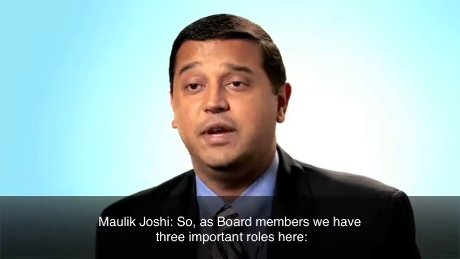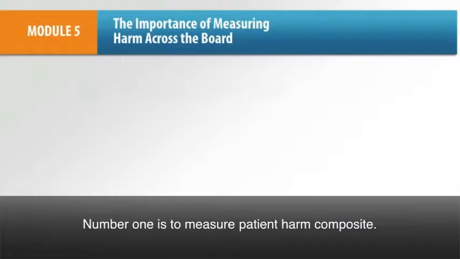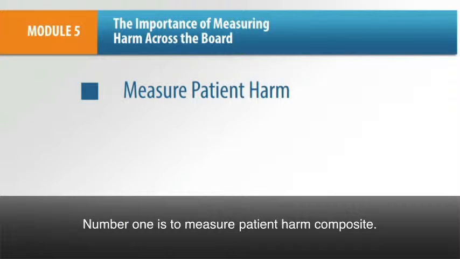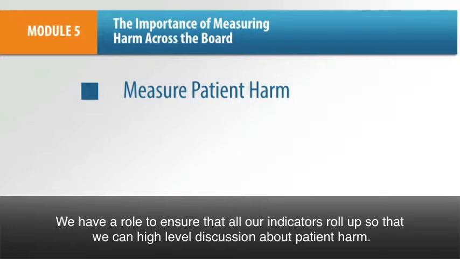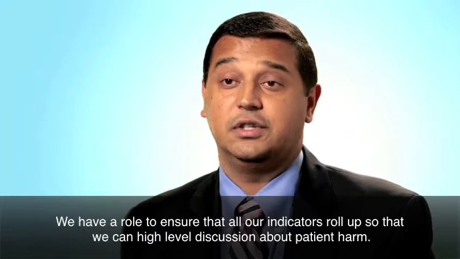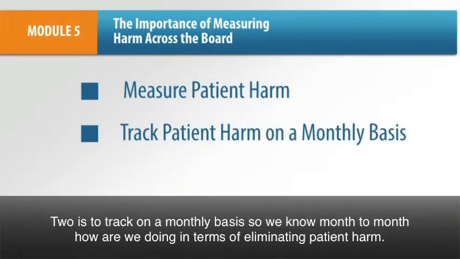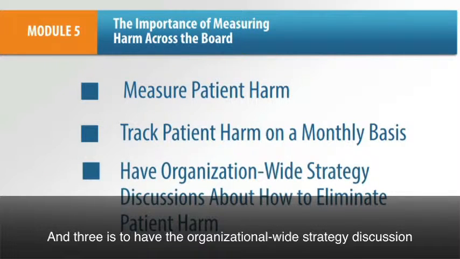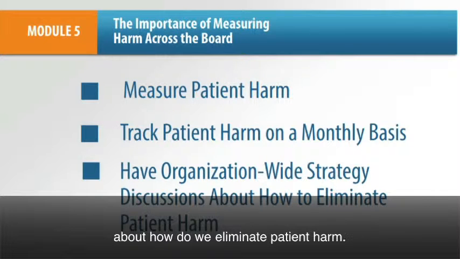So as board members, we have 3 important roles here. Number 1 is to measure patient harm composite. We have a role to ensure that all our indicators roll up so we can have a high-level discussion about patient harm. 2 is to track it on a monthly basis so we know month to month how we are doing in terms of eliminating patient harm. And 3 is to have the organizational-wide strategy discussion about how do we eliminate patient harm.